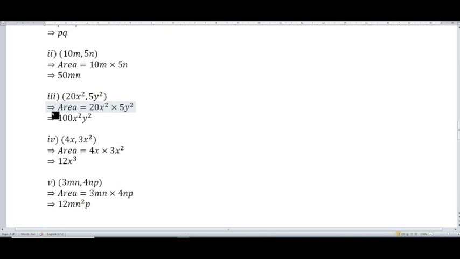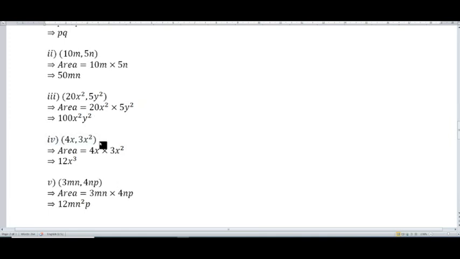In sub number 3, 20x square and 5y square are there. So the area will be, suppose 20x square is the length and 5y square is the breadth. So in order to find the area, we have to multiply both these monomials. So 20x square into 5y square will be the clue here. 20 fives are 100, x square and y square will be there with it as the answer. So the answer will be 100x square y square.